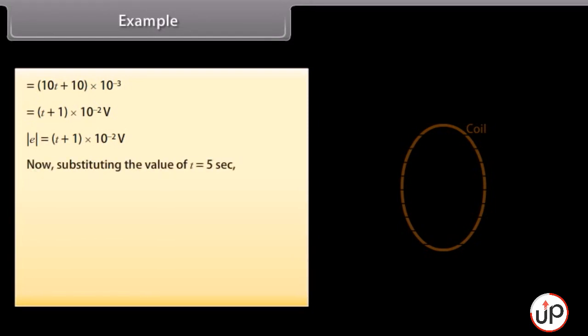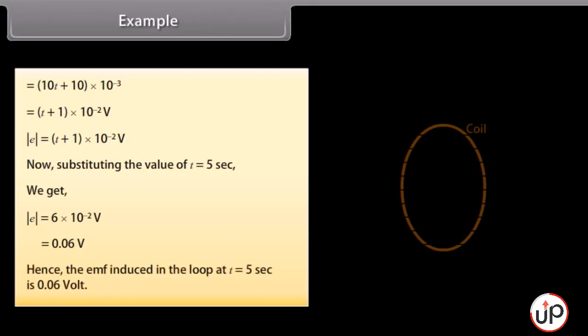Now substituting the value of t as 5 seconds, we get E as 0.06 volt. Hence, the EMF induced in the loop at t = 5 seconds is 0.06 volt.